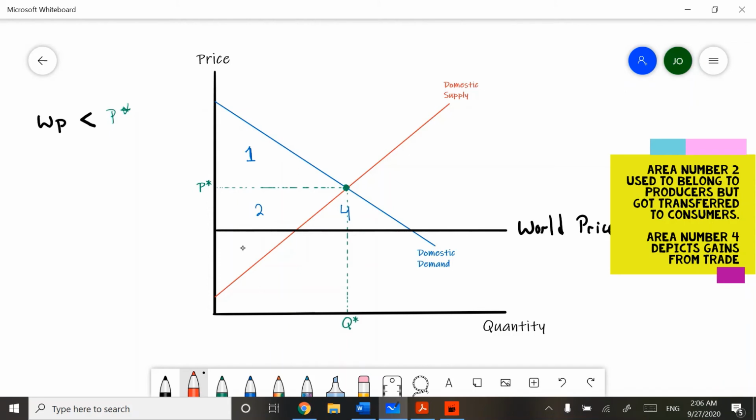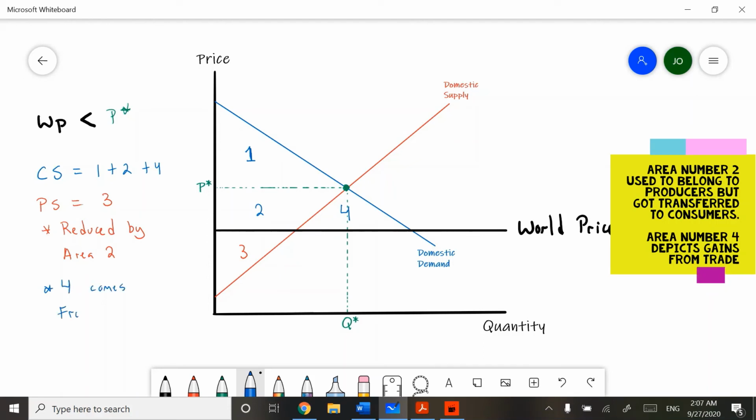The producers will suffer in this scenario. You can see that their producer surplus decreased. By how much did producer surplus decrease? The producer surplus was reduced by an amount equal to area number 2. That new area now belongs to the consumers. Area number 4 comes from imports.